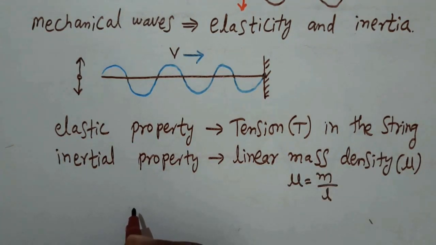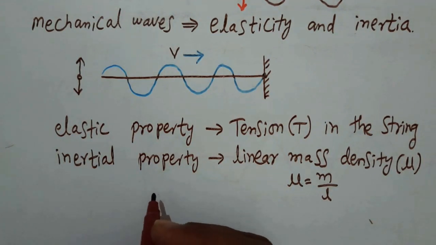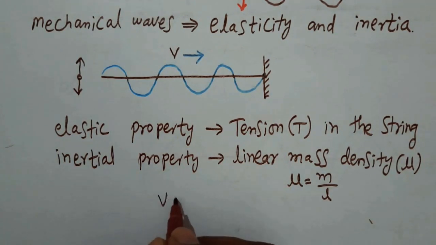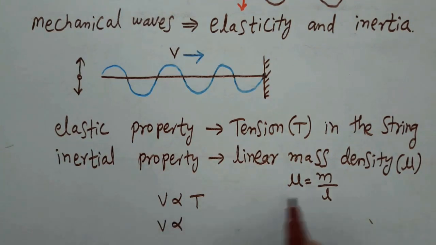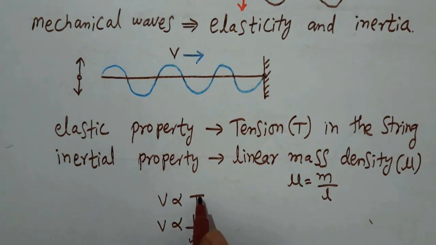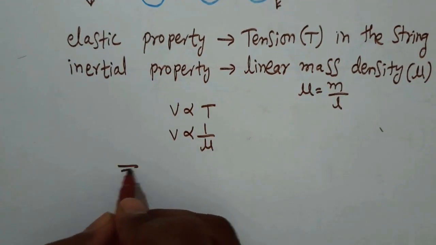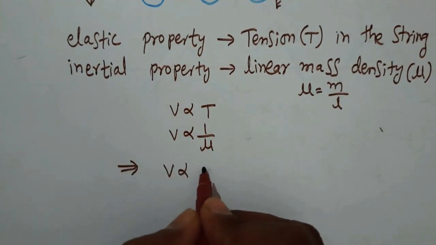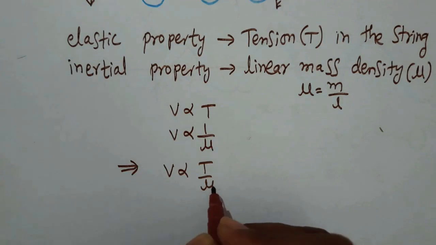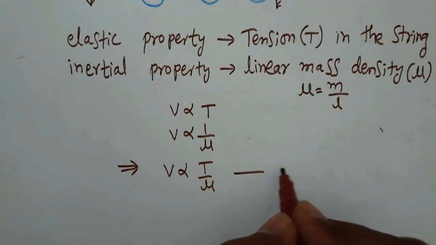The speed of a wave is directly proportional to tension, that is v is proportional to T, and the speed of a transverse wave on a stretched string v is inversely proportional to linear mass density, that is 1 by mu. From these two we can write v is directly proportional to T by mu. Let us take this as the first equation.